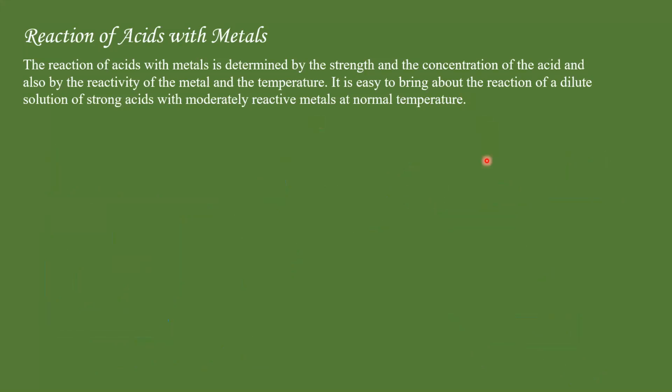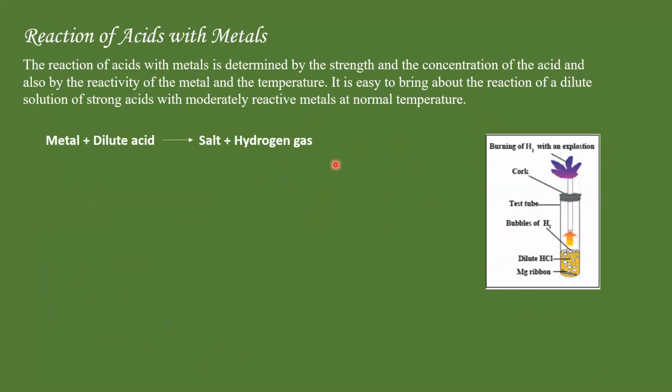We have understood what dilution and concentration is. So what happens when our acids react with metals? We have seen that when acids react with bases, we get salt and water, which is neutralization. In the same way, if a metal and a dilute acid react together, this is very important, dilute acid, we get salt and hydrogen gas. So this is an example of it.